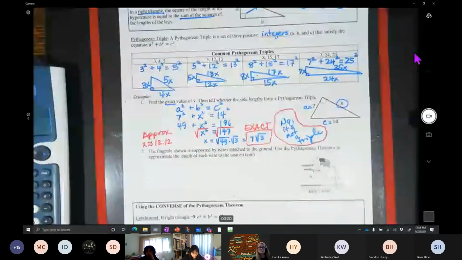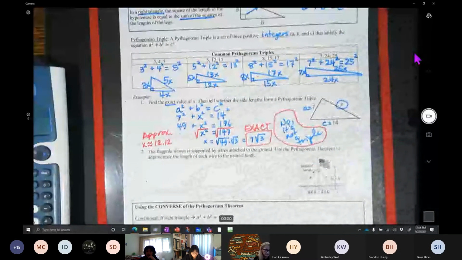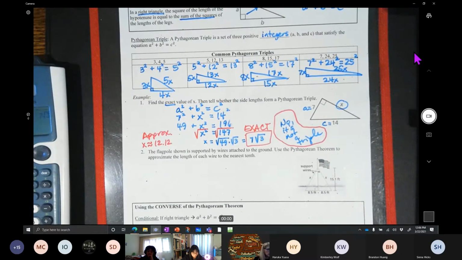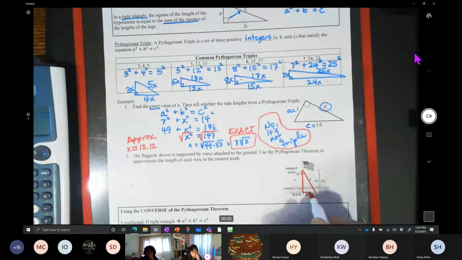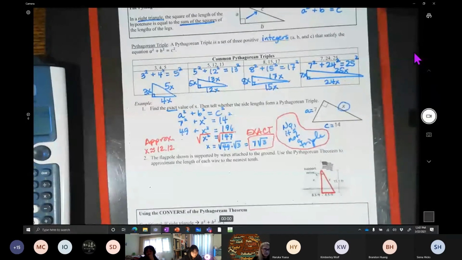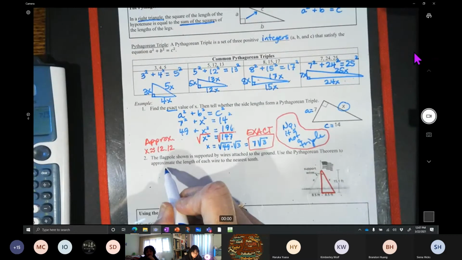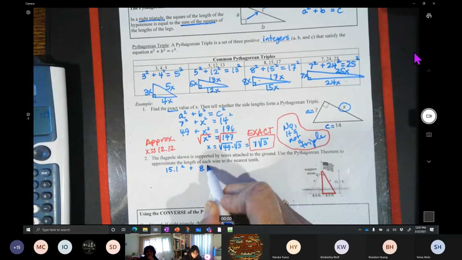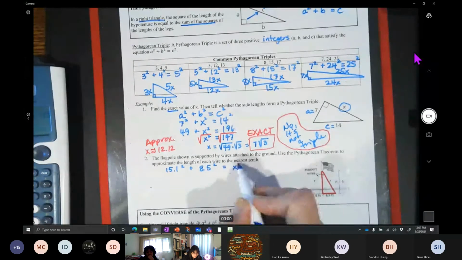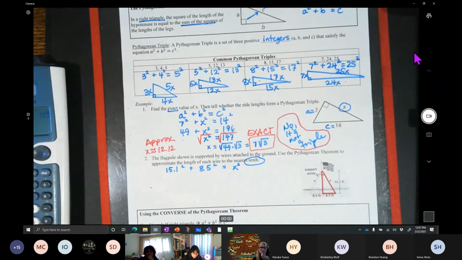Okay. Now we've got a real problem here, like a real life problem. Imagine that. The flagpole shown is supported by wires attached to the ground. Use the Pythagorean theorem to approximate the length of each wire. So this is what we're looking for. That's our x. This height right here says it's 15.1, and this right here is 8.5. So we can use the Pythagorean theorem to find x. It's going to be 15.1 squared plus 8.5 squared. It's going to equal x squared. It says this one's to the nearest tenth. So that means we probably can just use our calculators doing this.